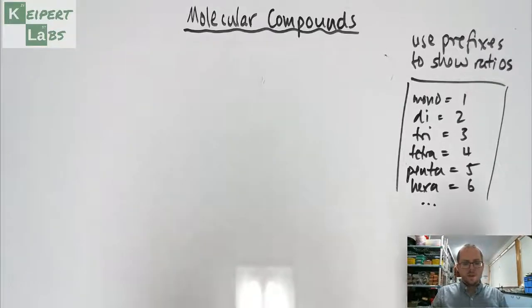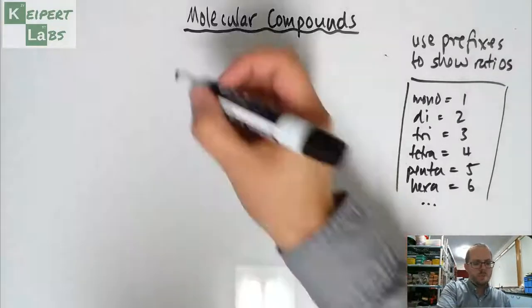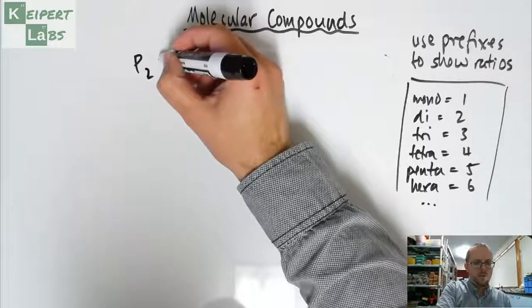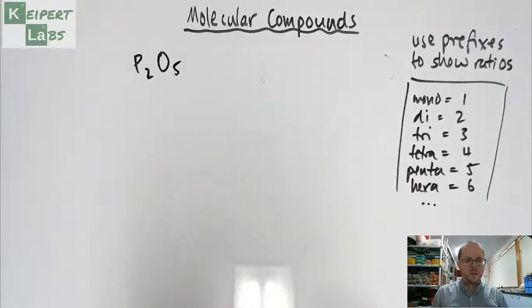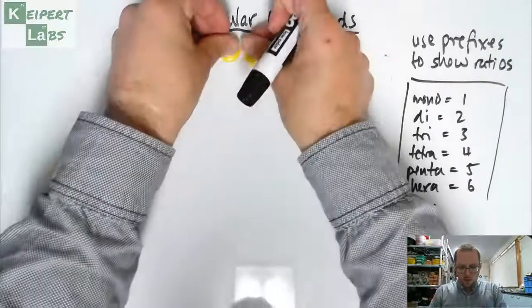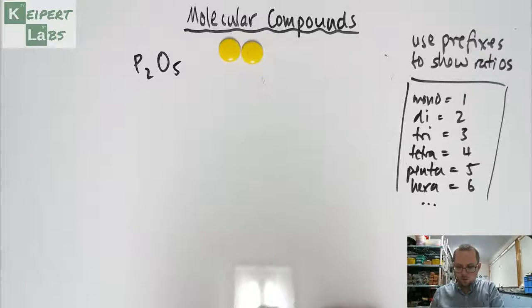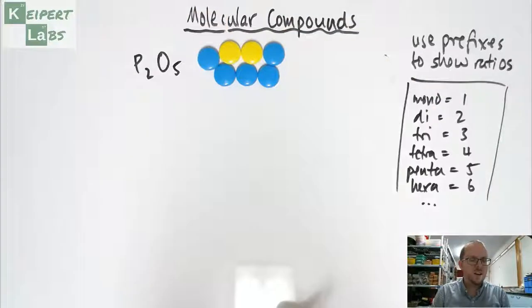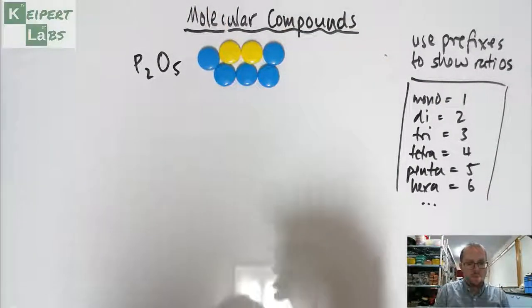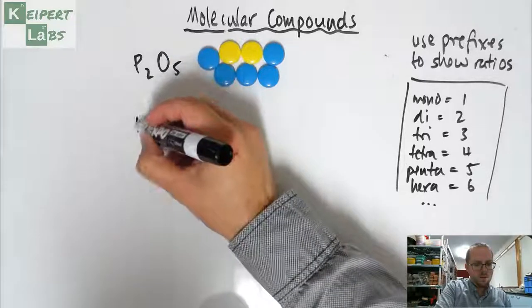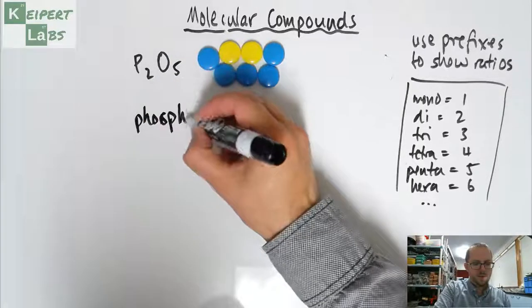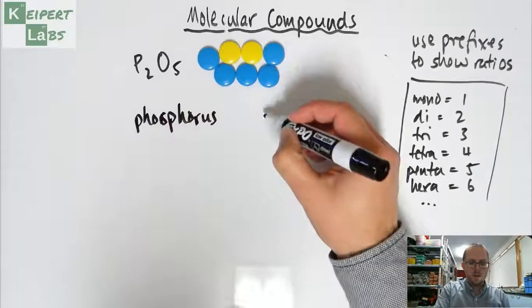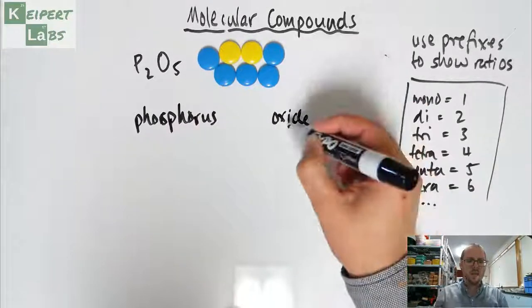Okay, so let's say I've got P2O5, and we're going to work out how we would name this substance. Let's say in this situation that my phosphoruses are red, and then what did I have? Let's say it kind of looks like a weird sort of smiley face. Okay, so I've got phosphorus, and I've got oxygen. In a compound, I'm going to make it oxide, ending in IDE.